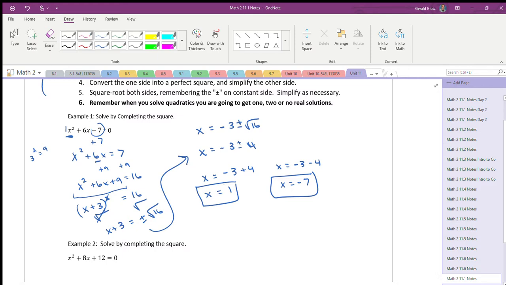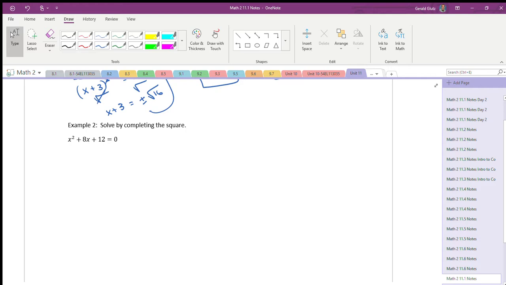All right, so next, example 2. Going to do the same thing. Notice that a is 1, so that's good. That means we're not going to have to divide. First thing I'm going to do is get rid of c. I want to move c to the other side, so subtract 12 on both sides. Then we end up with x squared plus 8x equals -12.